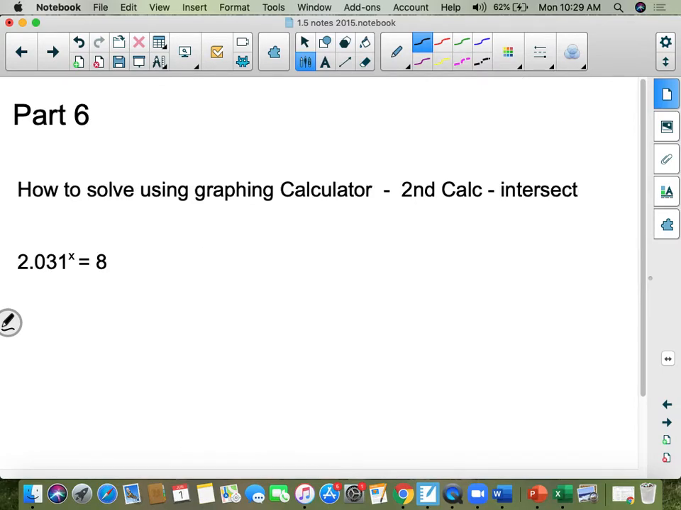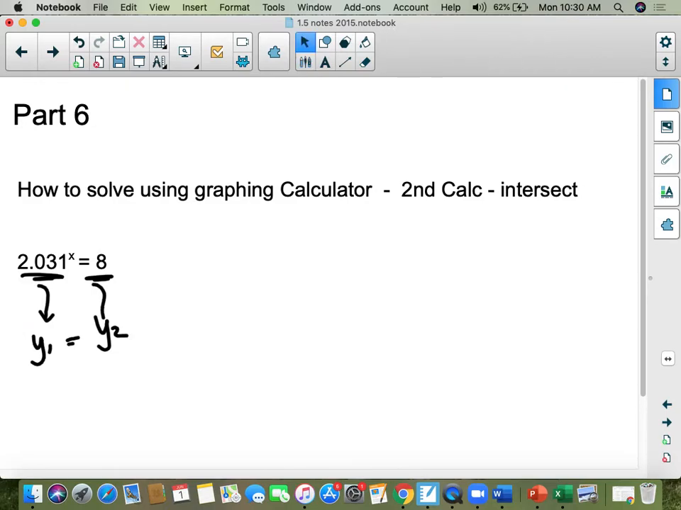So, okay, part 6, I don't know why they're doing this again, but they are. They want you to figure out the answer to this problem. I'm going to let this be y1, and this be y2. We had this in the last section. This is just a review from the last section on how to figure out where they intersect with each other. Under y1, I'm going to put 2.031 raised to the x, and under y2, I'm going to put 8. And how do you get the intersection? You do second calculate, hit intersection.